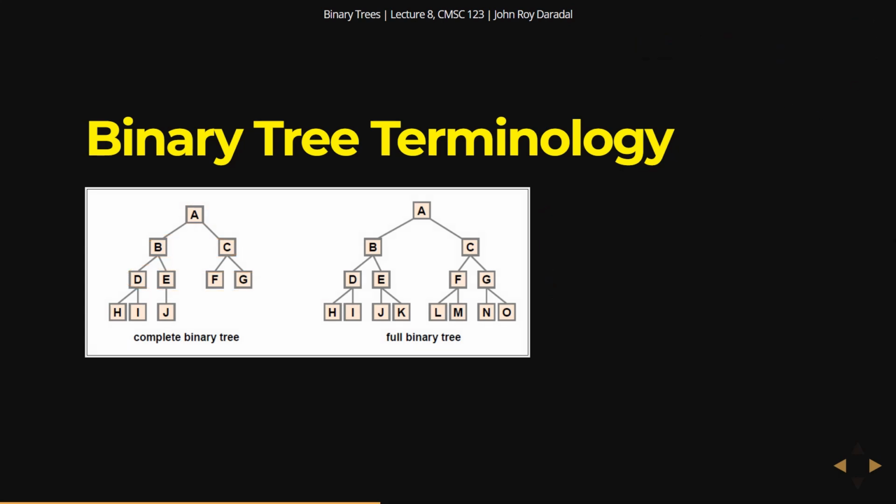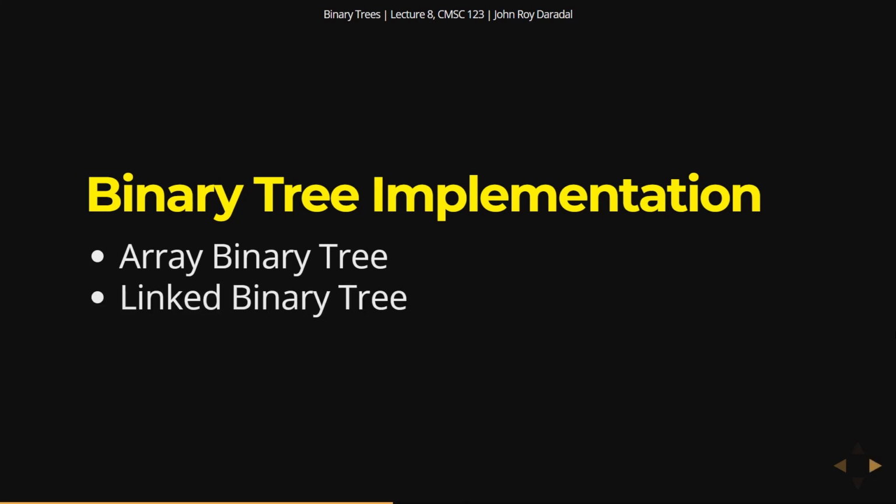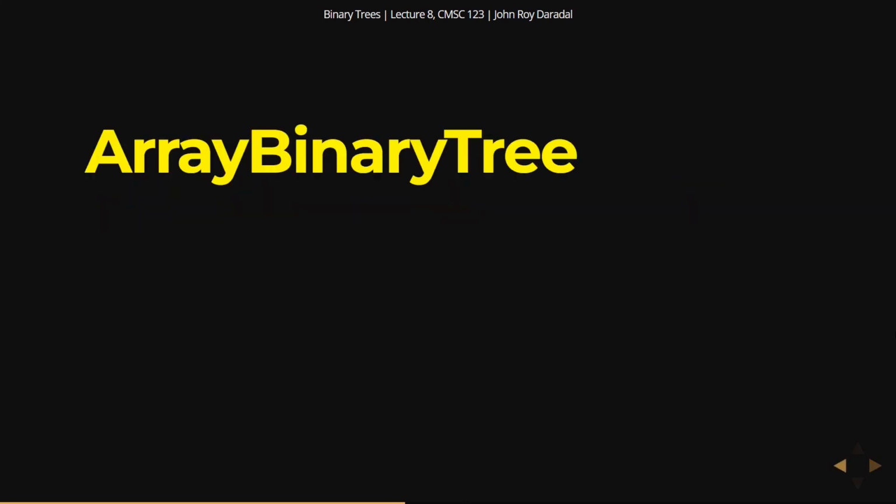So those are some terminologies for binary trees. Now we are ready to look at some implementations of binary trees. How do we implement them so that we could use them in our code? We'll look at 2 implementations. First is using an array, and the second is using a linked structure, using nodes. So let's start with the array binary tree implementation.